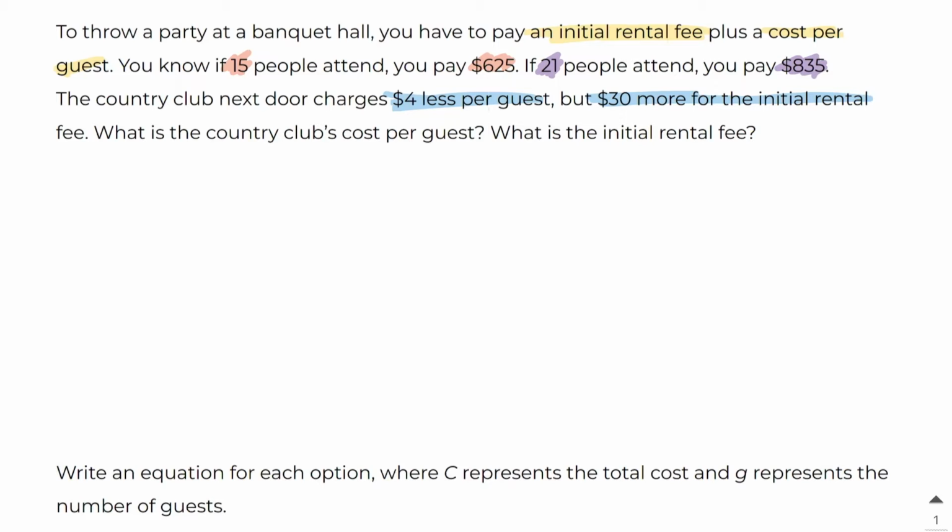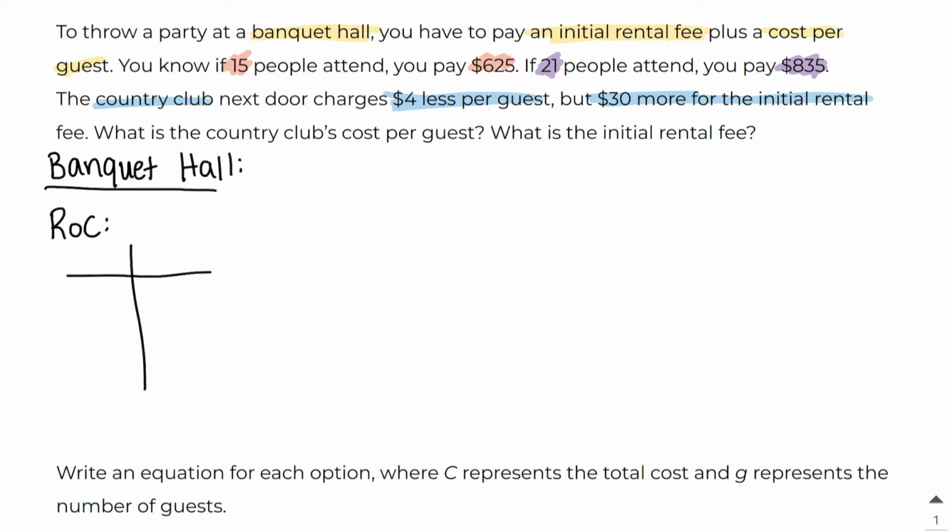But the thing is, in order to find the country club, we have to know the banquet hall first. And we do not know the banquet hall's information. So we have to start by doing that. So the first thing I want to do is find the rate of change. So I'm going to make a table of values with the information that's given to me. So we have G for the number of guests and C for the cost.